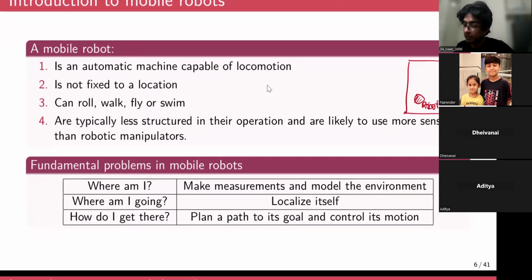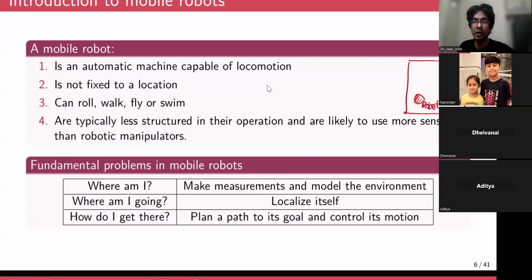So the first task is to create a map. Then the second task is to identify its position. It should know where its position is on the map it just created. That process is called localization: to figure out its position within the map it just created. So now that it has its own map, it also knows its position in the map.